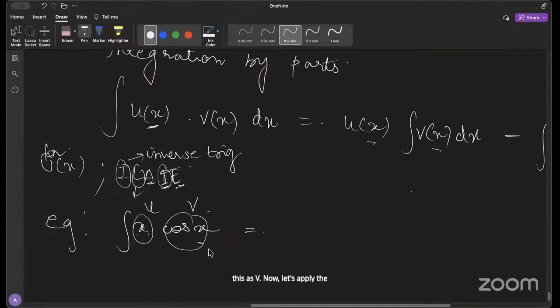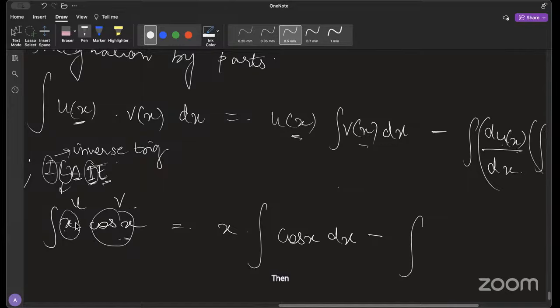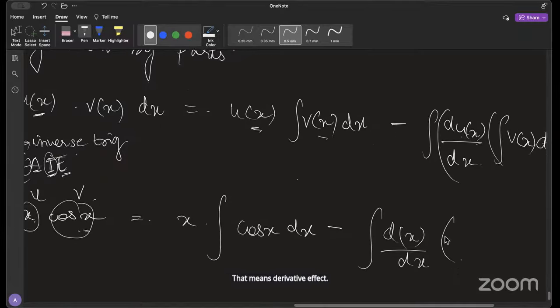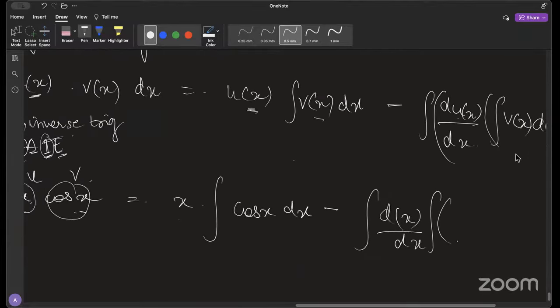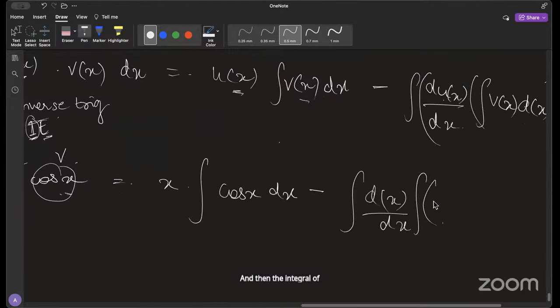Now let's apply the ILATE rule. So you'll have x as it is, then integration of cos x, then the derivative of the u function, which is x. That means the derivative of x. And then the integral of the v function, which is cos x dx. And this entire thing under dx.